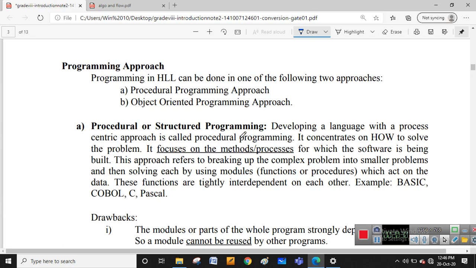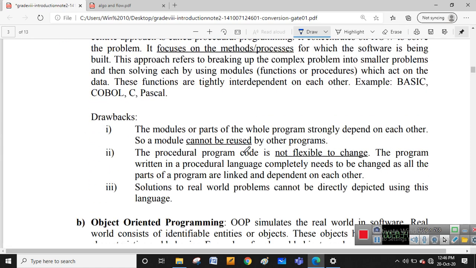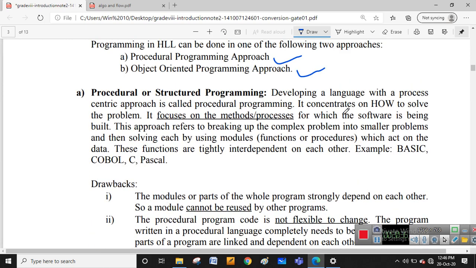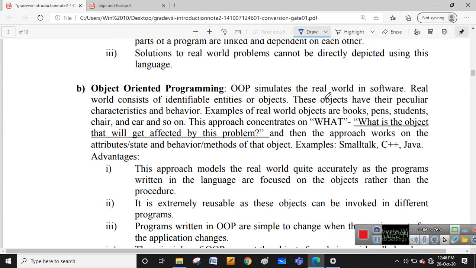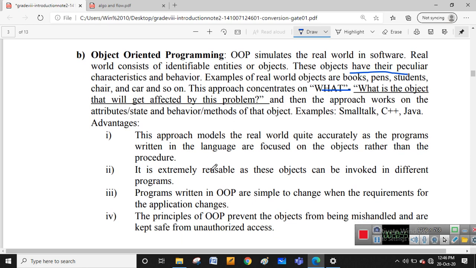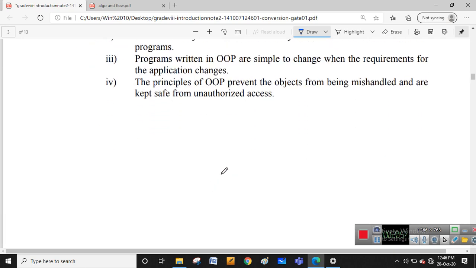So the programming approach can be done using procedural programming and object-oriented programming. Procedural programming, you see, concentrates on how to solve the problem. It focuses on methods and processes for the software which you are using. Whereas in object-oriented programming, they are concentrating more on what is required, and they are using the concept of reusability and their behavior.